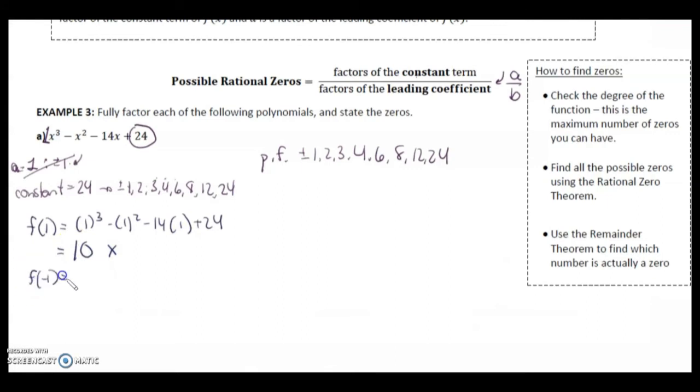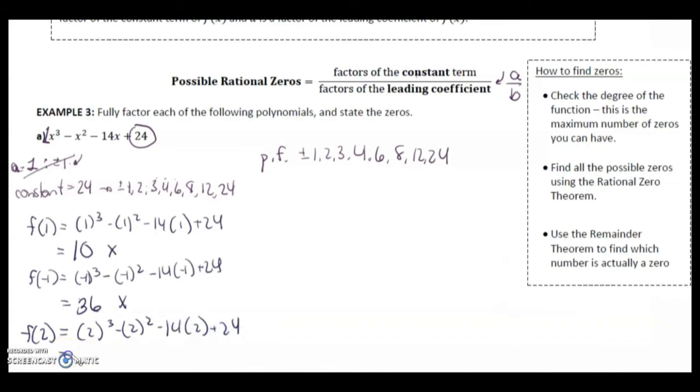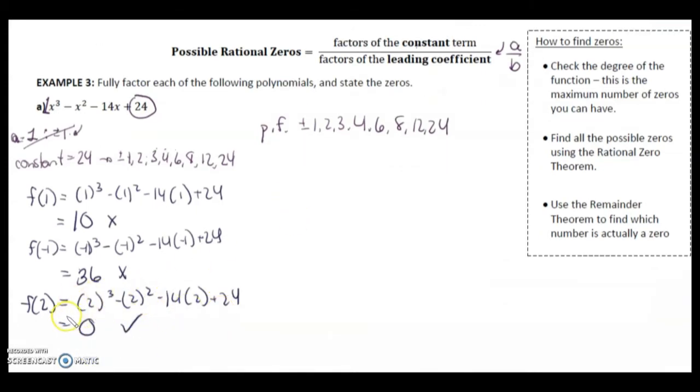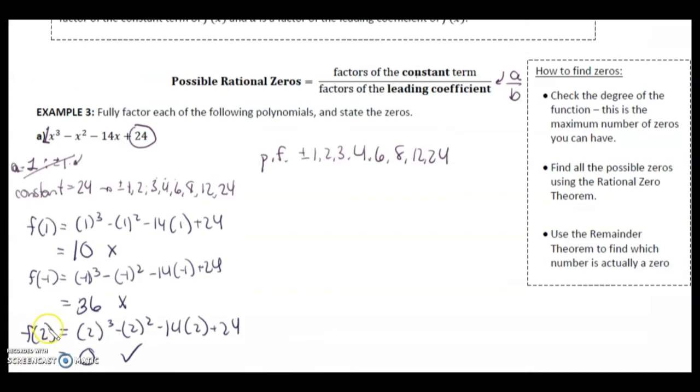Okay, we can try negative 1. So negative 1 cubed minus negative 1 squared minus 14 times negative 1 plus 24. Putting that into our calculator, negative 1 minus 1 plus 14 plus 24, I get, I think, 36. Does that equal 0? No, so that's not a factor. And you keep going. So f(2): 2 cubed minus 2 squared minus 14 times 2 plus 24. Oh, I get 0. So at this point, I know that 2 is a root.